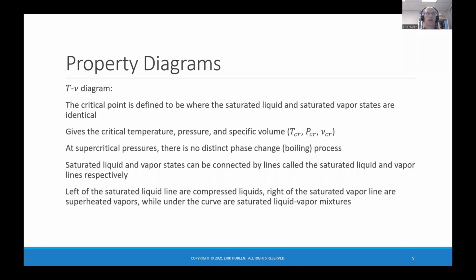A few more details on the graphs we just saw. You may have noticed at the intersection of the two saturation curves, designated as the critical point at the top, this is defined to be where the saturated liquid and saturated vapor states are the same. This also defines quantities called the critical temperature, pressure, and specific volume, denoted T sub cr, P sub cr, and nu sub cr. Above this point, there is no distinct phase change or boiling process. We know the region between the lines is a saturated mixture. To the left of the saturated liquid line is the compressed liquid phase, while to the right of the saturated vapor line is the superheated vapor phase.